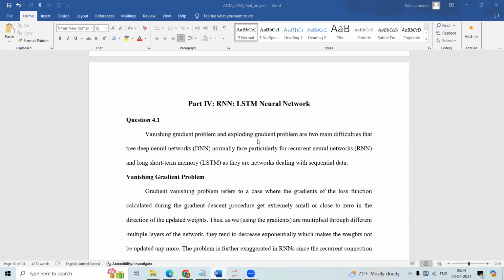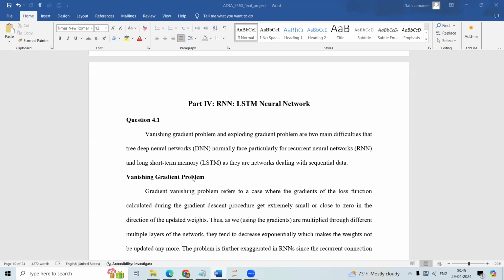So my part 2 is from the part 4 of my final report. And coming to the part 4, the first question is about the vanishing gradient problem. What is the vanishing gradient problem?